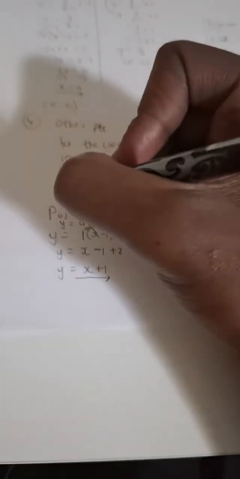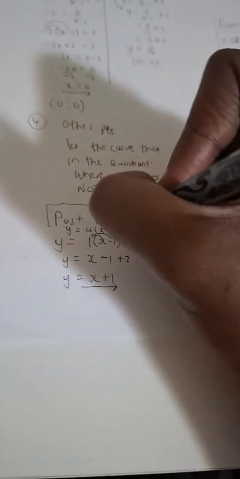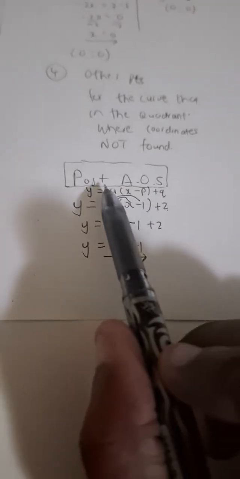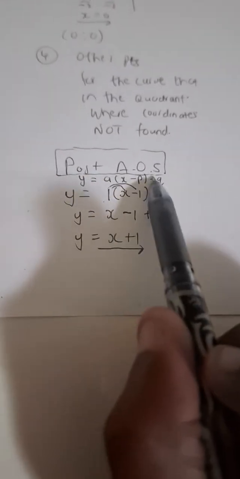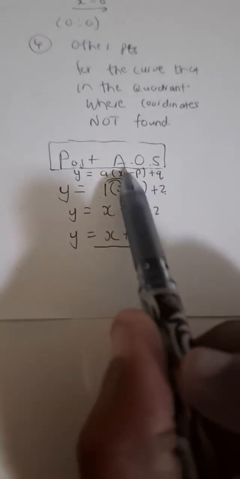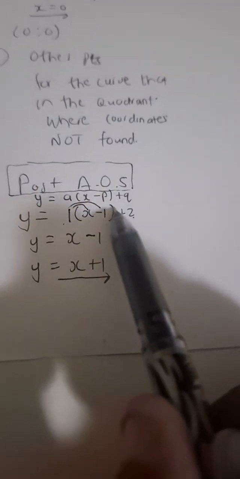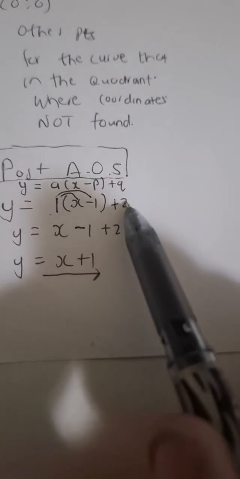Now some people tend to feel that this method is much quicker than all those gymnastics that I did for finding the positive gradient axis of symmetry. Okay, did you see what I did, guys? You just write this form, y is equal to a into x minus p plus q. You fetch the expression of the denominator, x minus 1, and substitute it in the place of this bracket. Then you fetch positive 2 and substitute it in the place of q.